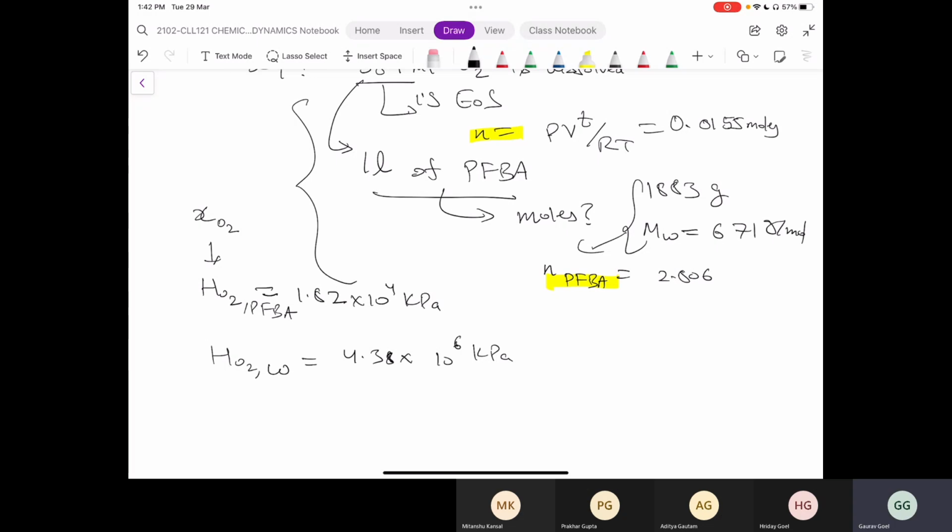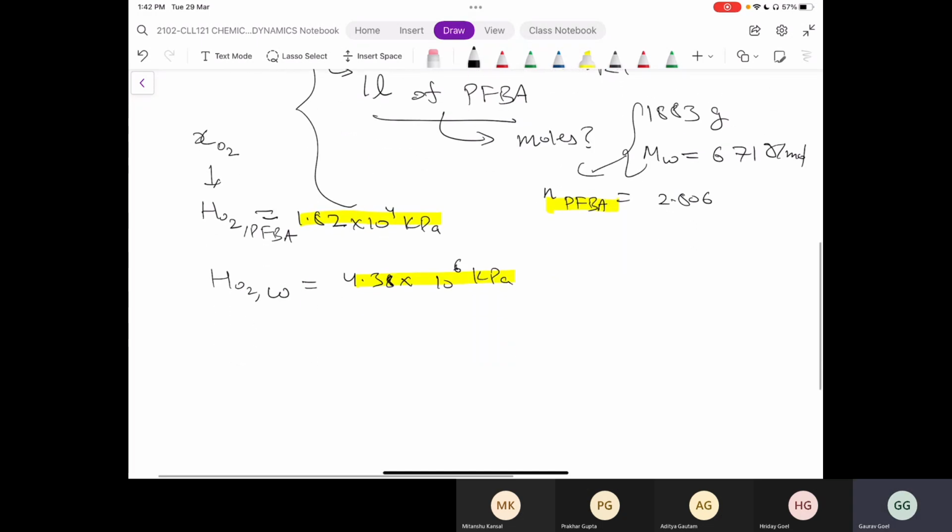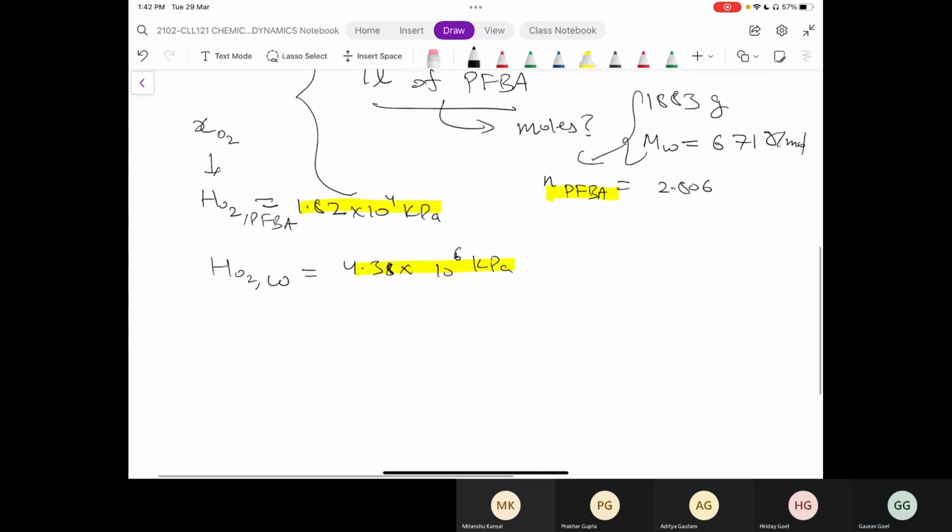Larger the value of Henry's coefficient, lower is the solubility. So you can see that for PFBA, this value is more than 100 times better. Okay, oxygen in PFBA versus oxygen in water, big difference. So I'm already seeing that adding some amount of PFBA in water can increase the amount of dissolved oxygen. Now the next part where we are asking how much. So for that we are going to make some approximations.